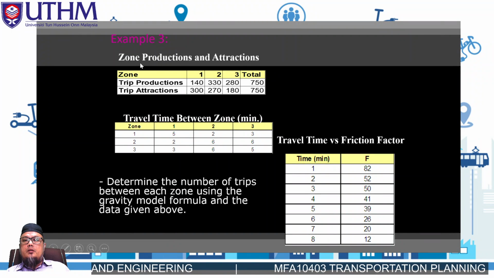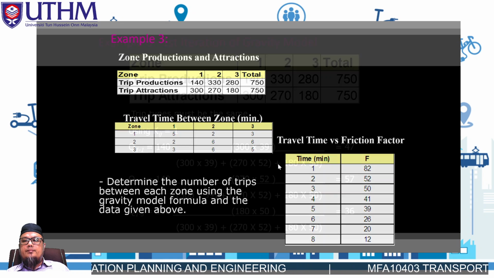Okay, example 3: zone production and attractions, which is in this table, and the travel time between the zones. Here they are given the friction factor values. Based on this, we have to use the friction factors, but they also gave the travel time for the individual zone matrix.